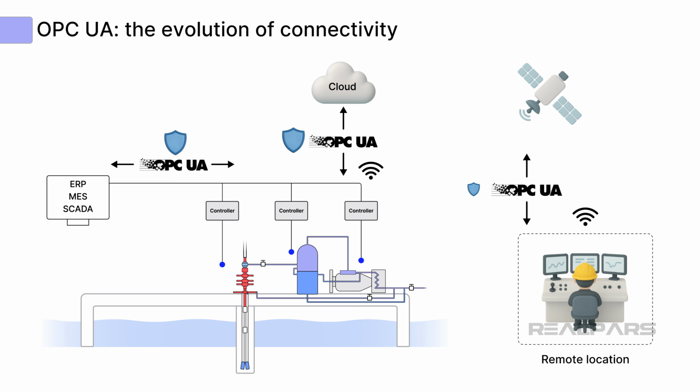OPC UA offers robust security built into the protocol, which is essential for use with remote and cloud applications. Because the protocol is built as a TCP/IP service, OPC UA will be able to grow and adapt with advances in Ethernet technologies, making the OPC UA architecture highly future-proof.